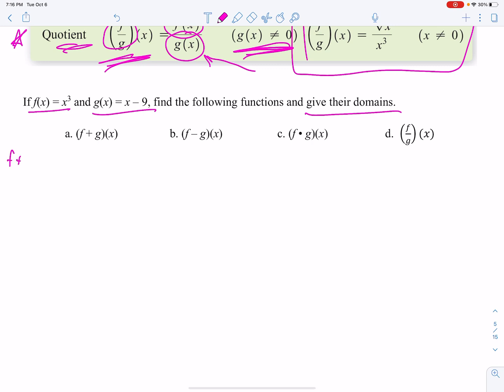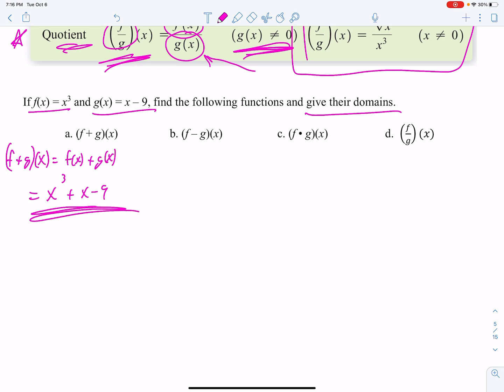So f plus g of x, we just said, means take f of x and add g of x. Well, f of x is x cubed, g of x is x minus 9, and there we go. Remember, we cannot combine any like terms here. There are no like terms to combine. For like terms, we need the same variable and same exponent.